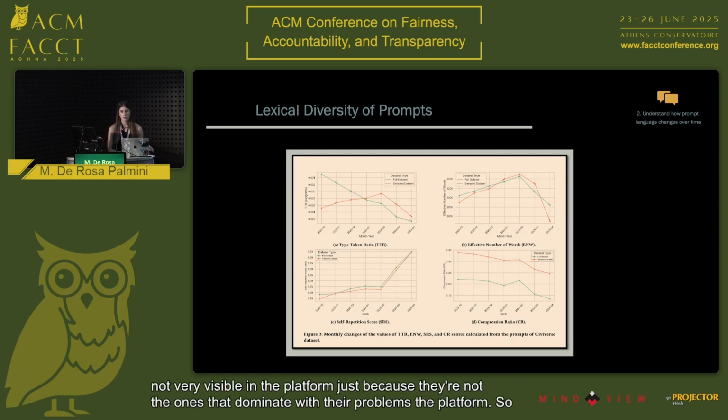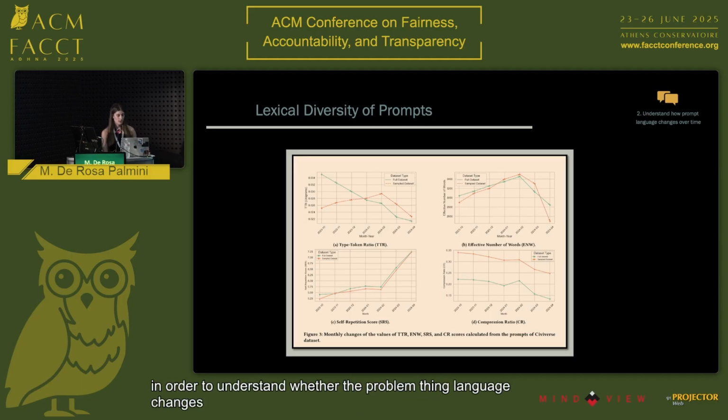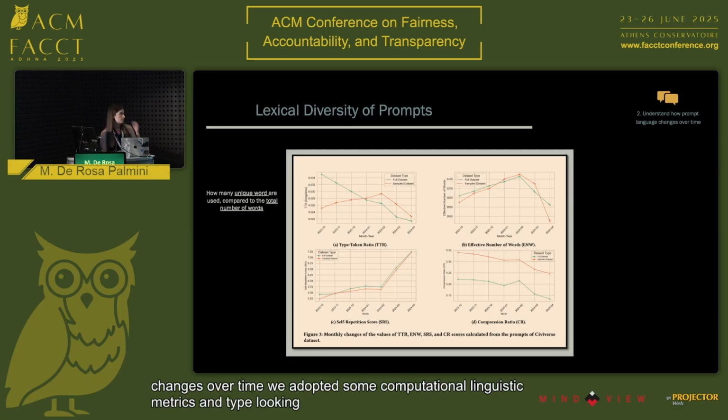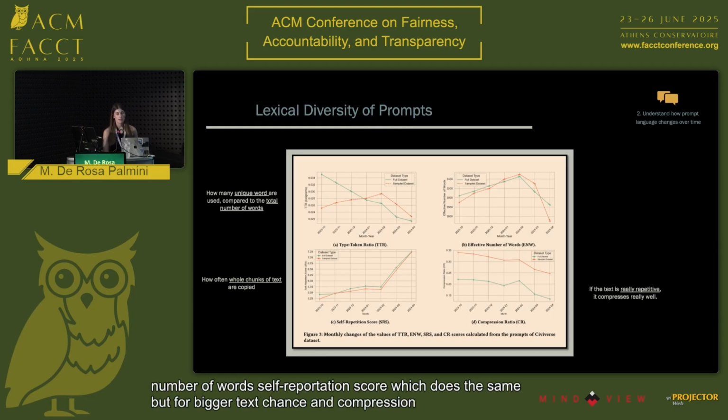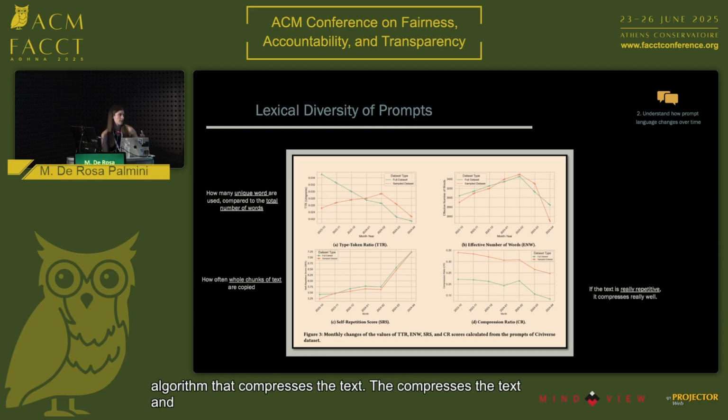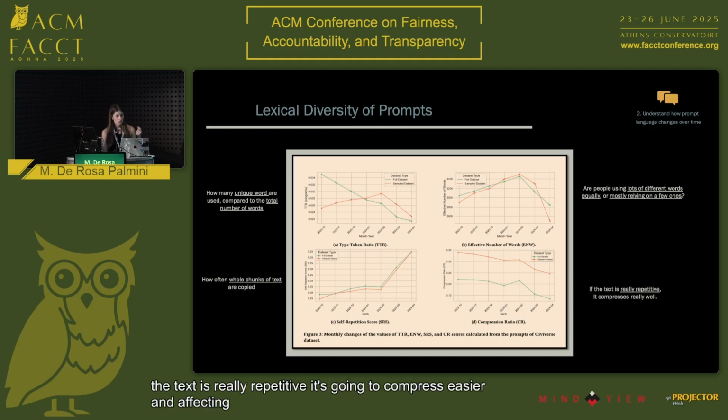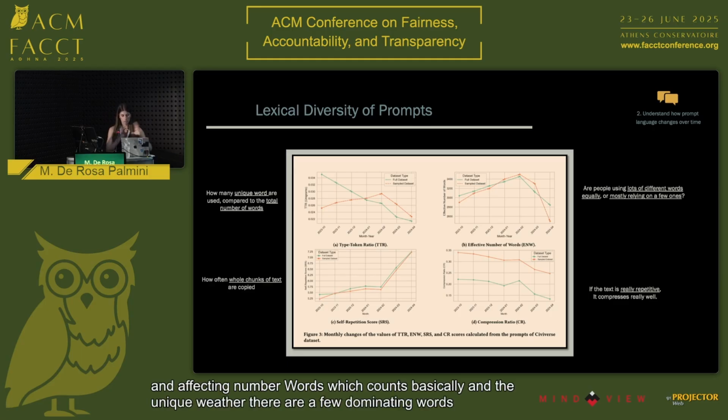In order to understand whether the prompting language changes over time, we adopted some computational linguistic metrics: type token ratio, which basically counts how many unique words exist in comparison to the total number of words; self-repetition score, which does the same, but for bigger text chunks; compression ratio, an algorithm that compresses the text, and the logic behind it is that if the text is really repetitive, it's going to compress easier; and affecting number of words, which counts whether there are a few dominating words instead of many different ones.